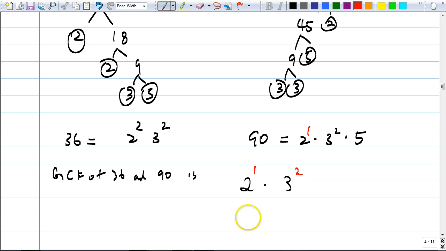We should write it out. 2 times 9, which is what? 18. Turns out 18 is the biggest number that goes into both of these. Is that okay? Samuel?